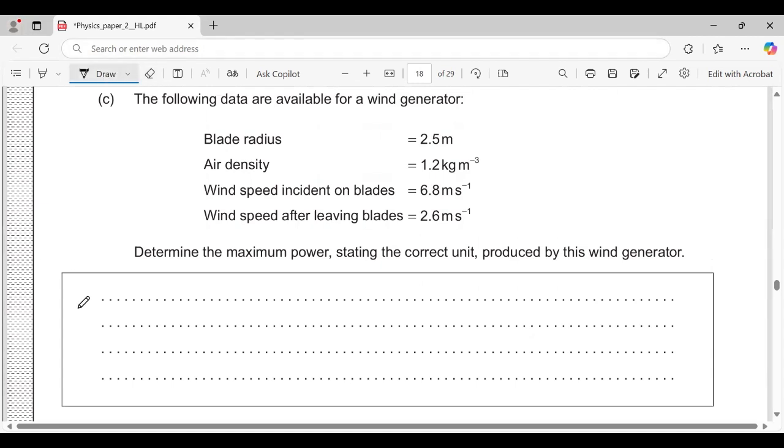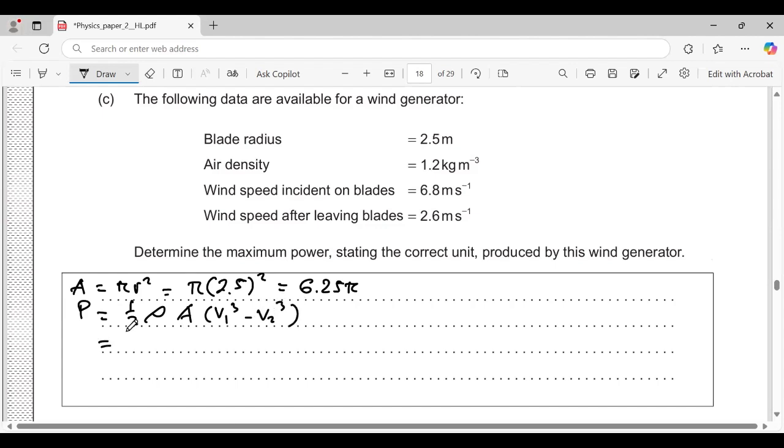So we need to find the swept area first. Area equals pi r squared. It is pi times 2.5 squared. So this is 6.25 pi. And then we use the power equation for wind turbines. P equals 1/2 times rho times A times V1 cubed minus V2 cubed.